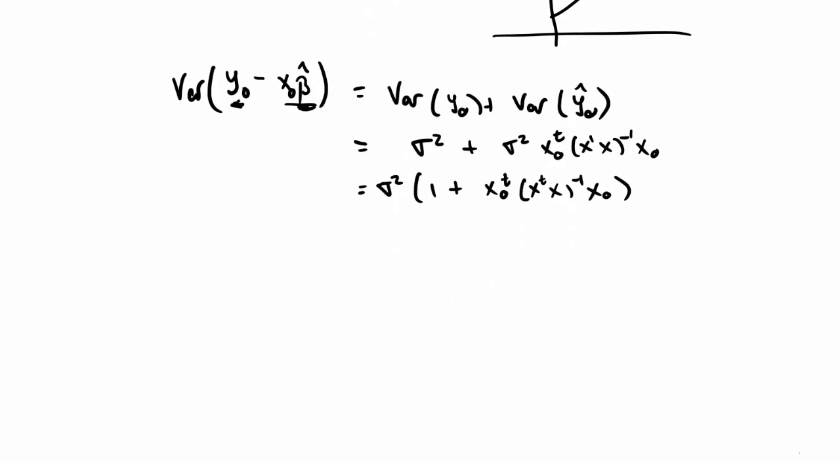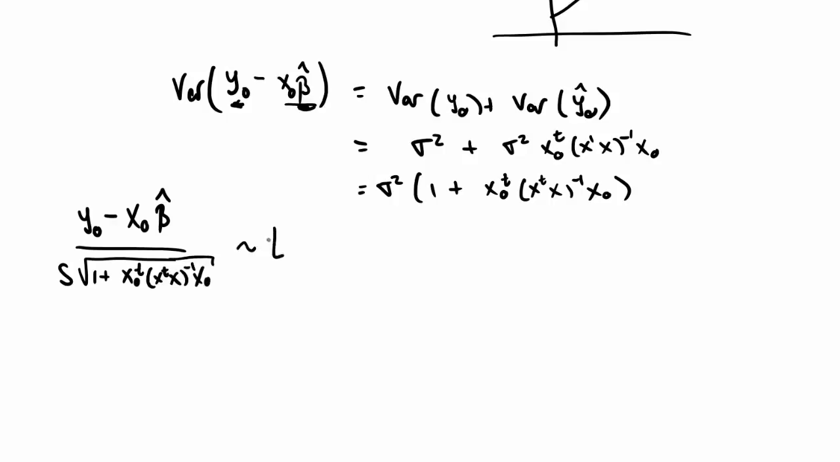And then what I'm going to ask you to do for homework, because it should be old hat for you now, is to prove to yourself that (y_0 - x_0 β̂) / (s √(1 + x_0ᵀ(XᵀX)⁻¹x_0)) follows a t distribution with n minus p degrees of freedom.